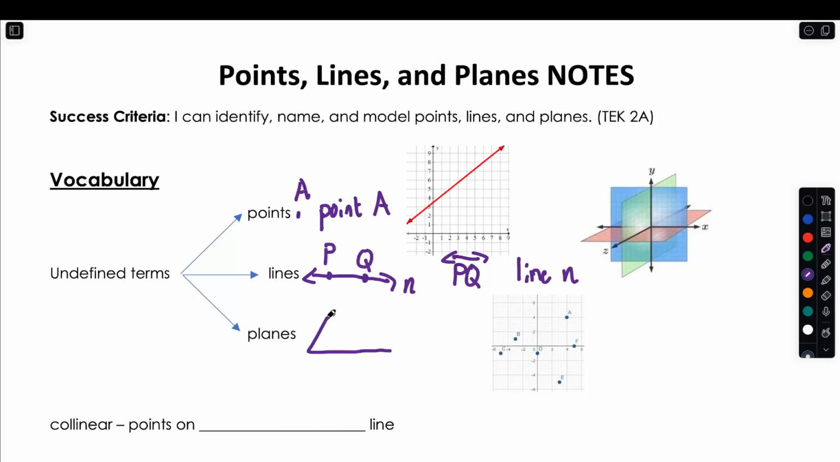A plane is a two-dimensional surface that extends infinitely in all directions. The way that we name it is we find a capital letter in one of the corners of our plane. In this case, this would be plane B.